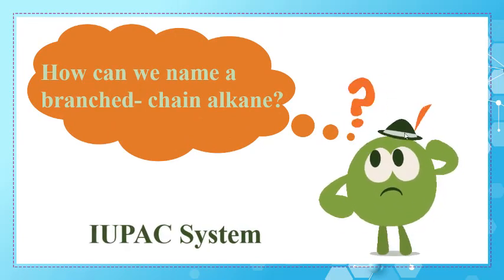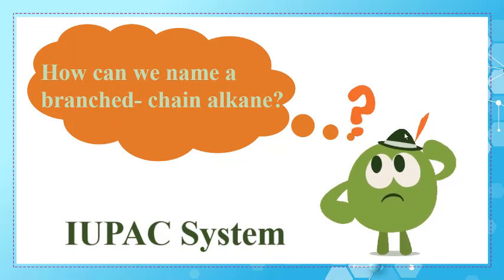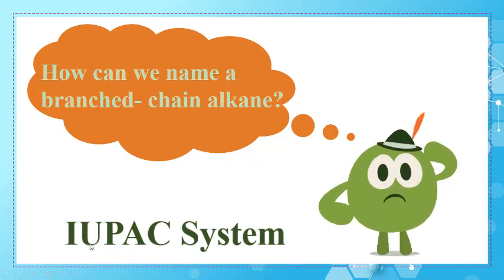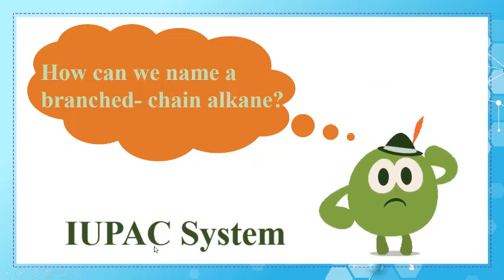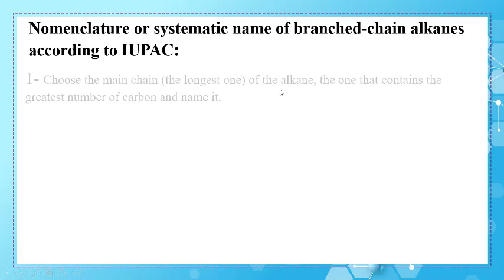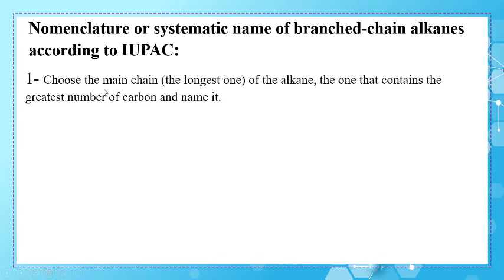To name a branched chain alkane, we have to follow the steps given by the IUPAC system. IUPAC means International Union of Pure and Applied Chemistry. The IUPAC system helps us to give the nomenclature, or the systematic name, of branched chain alkanes. The first step to follow is to choose the main chain, the longest one of the alkane, the one that contains the greatest number of carbons, and name it.